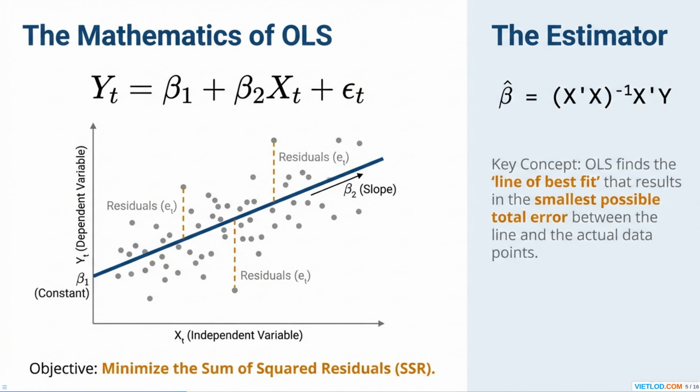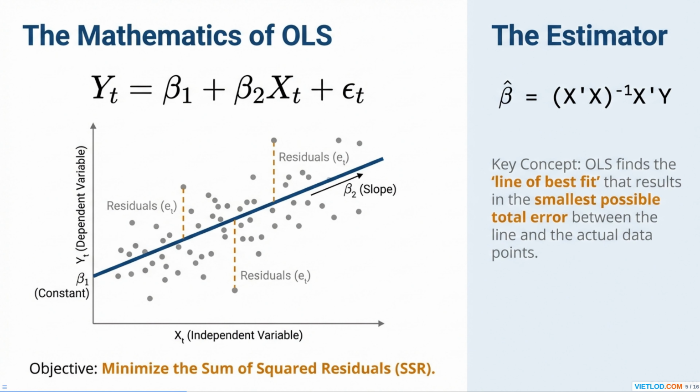The core objective of ordinary least squares, or OLS, is to identify the values for beta 1 and beta 2 that minimize the sum of squared residuals. These residuals are simply the vertical distances between each actual data point and the estimated regression line. Conceptually, OLS seeks the line of best fit that results in the smallest possible total error between our model's predictions and the observed data. In practice, software like EViews uses matrix algebra to efficiently calculate these coefficients, utilizing the formula for the beta estimator as the inverse of X prime X multiplied by X prime y. This mathematical approach guarantees a unique set of coefficients that achieve our minimization objective.